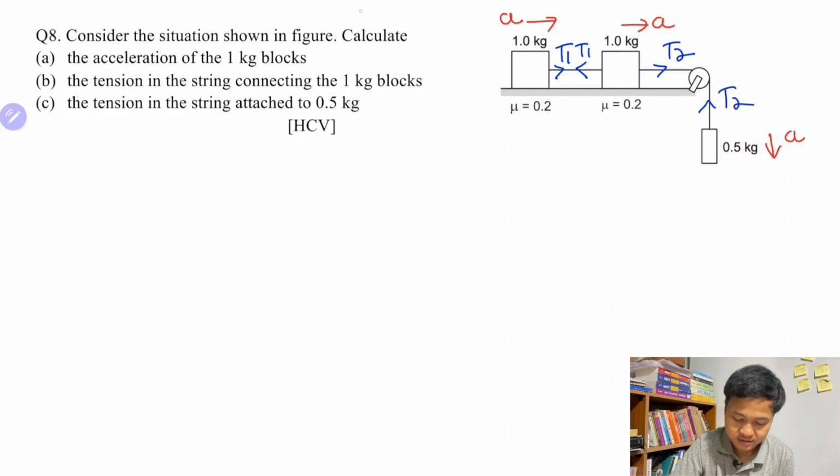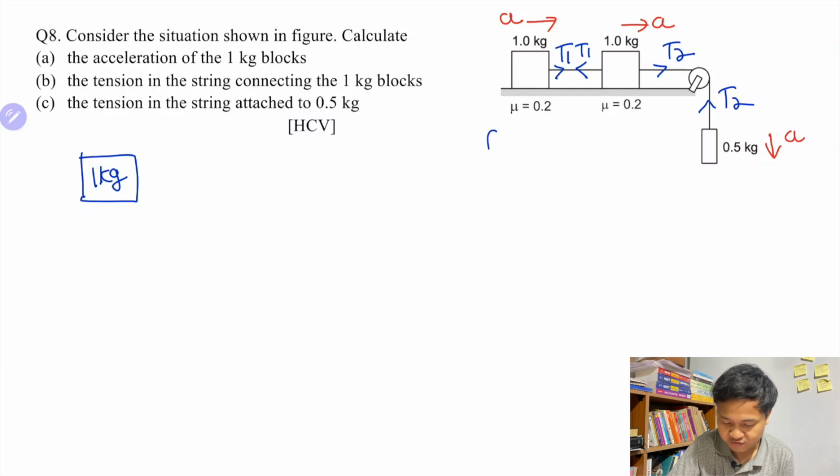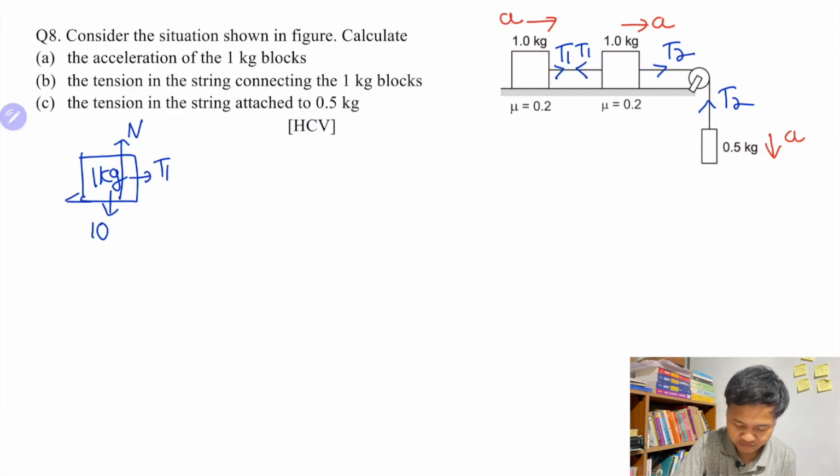So let's write the free body diagram for all of them. First you have the 1 kg block, where mu is 0.02. The friction force is 0.02 into normal. Here I have weight 10, so normal is up. Here I have T1, and here I need to have the friction force.